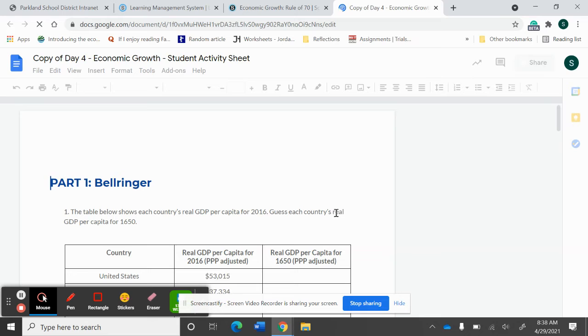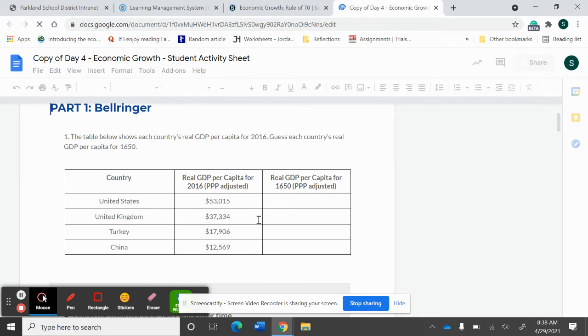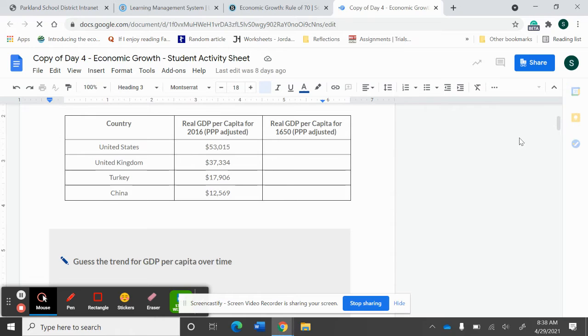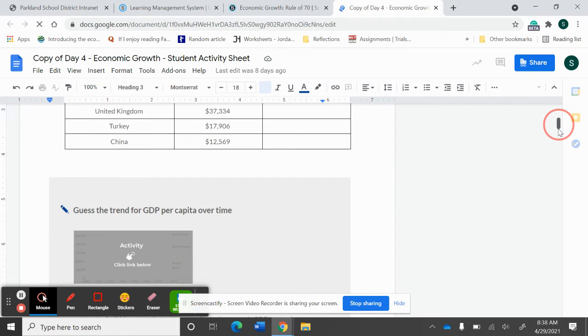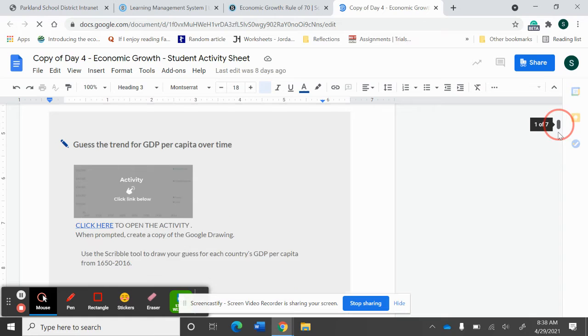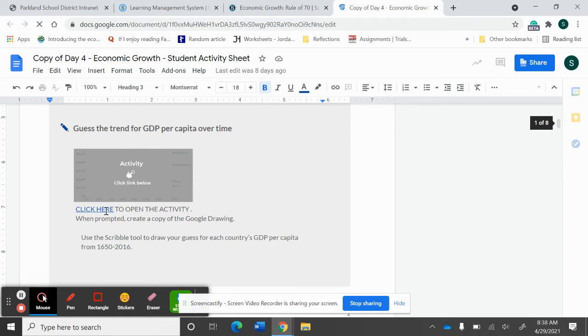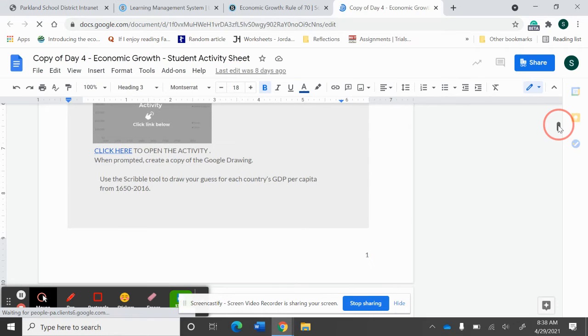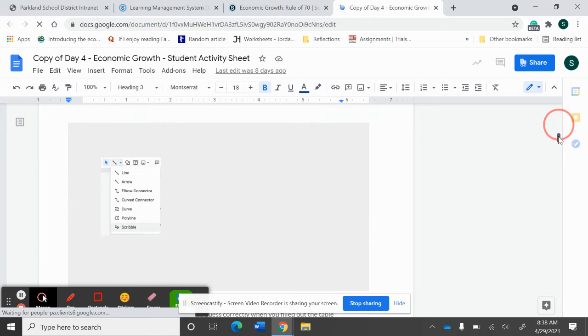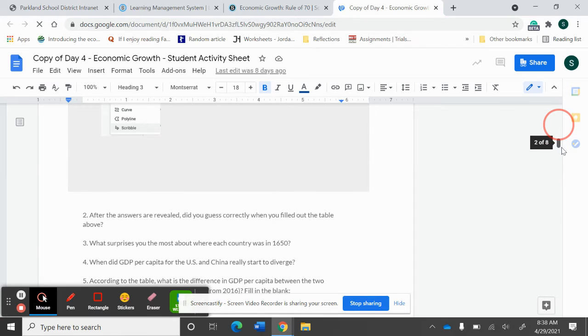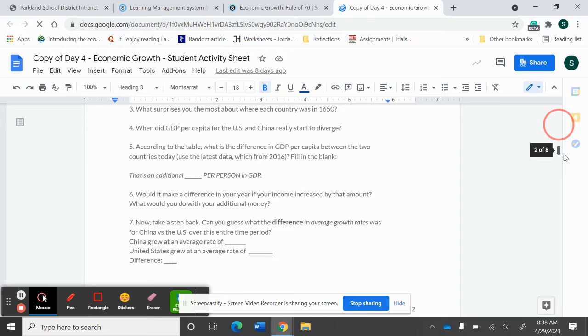So first step, part one is your bell ringer. You'll use your Google slide to assist you in that. Again, it's just some brainstorming, trying to guess where these countries fit in as far as their GDP is concerned. Guess the trend in GDP over time. You click here to open up the activity. You're just guessing. I don't believe there's anything you send to me. It may seem that way, but you just guess in that process. There are some instructions on how to do all that. Answering those questions shows that you did the work.